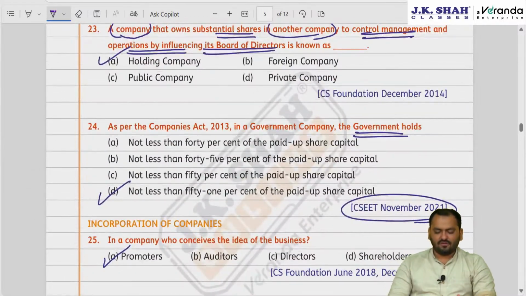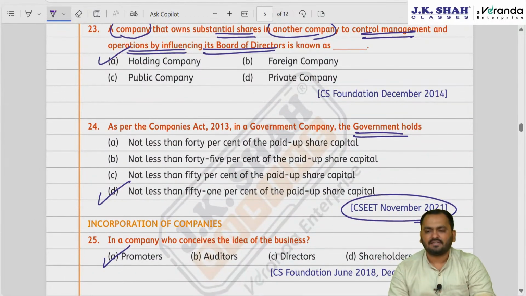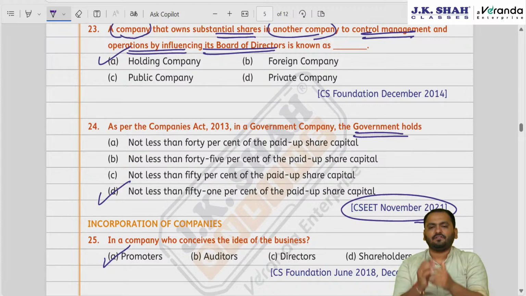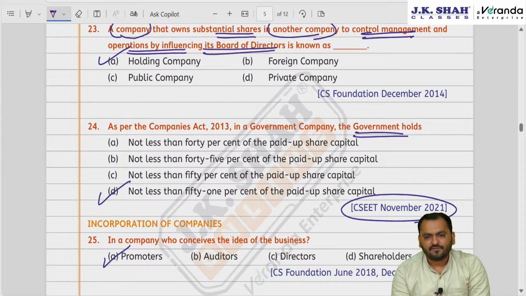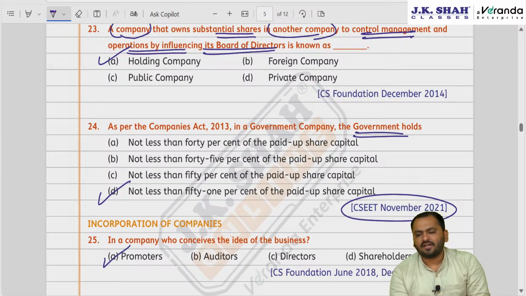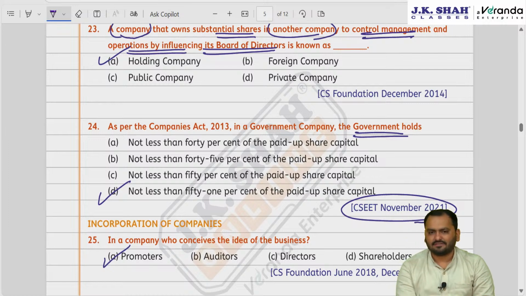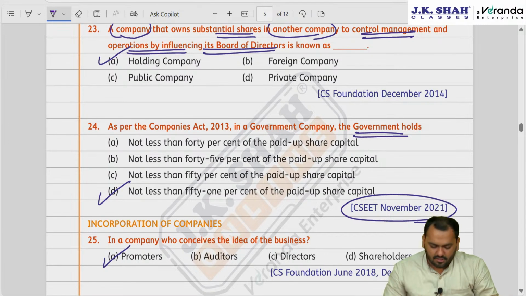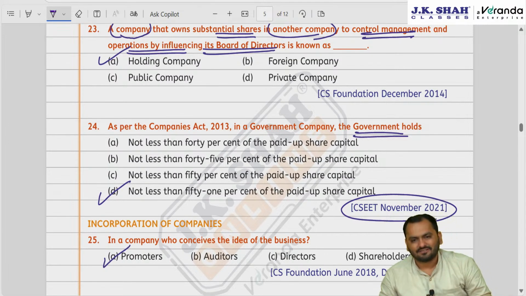Right, so we are done with 25 questions till now. Yes, in today's session we are going to cover 50 questions. In yesterday's session, that is of Indian Contract Act, we had covered 80 questions. Yes, we were revising and covering 80 questions. Today we are going to cover 25 questions.